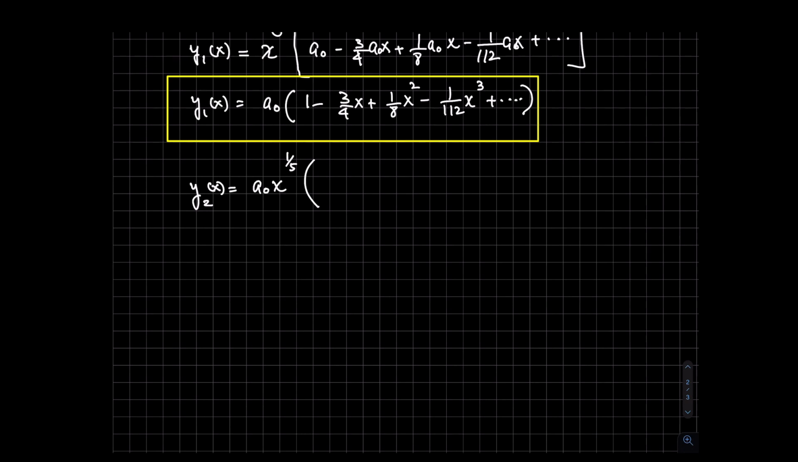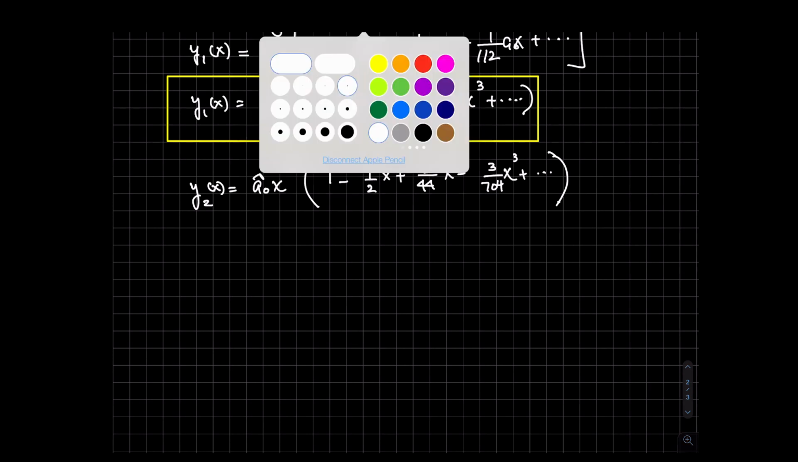And your power series will be 1 minus 1/2 x plus 3 over 44 x squared minus 3 over 704 x cubed plus so on. So that becomes your solution. Now, of course, it's a different a naught because it's a different r. So it's just a different a naught, not the same. I don't know how else to write it. It's a naught hat. So here's your second solution.